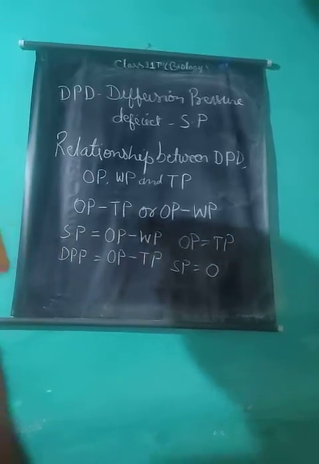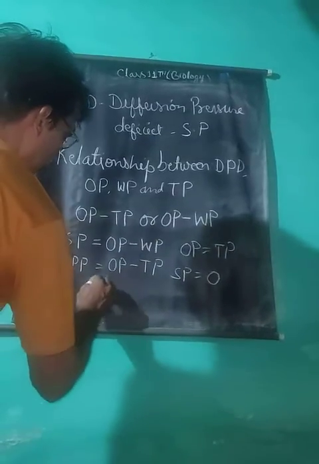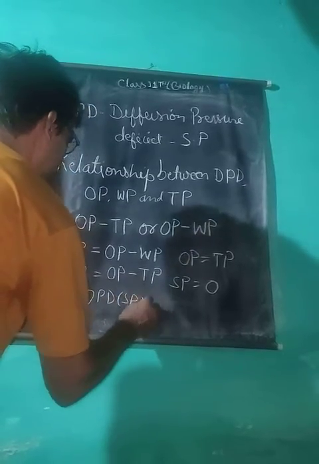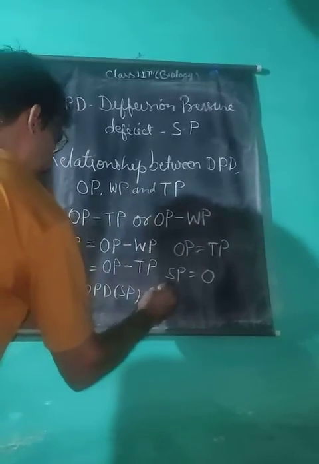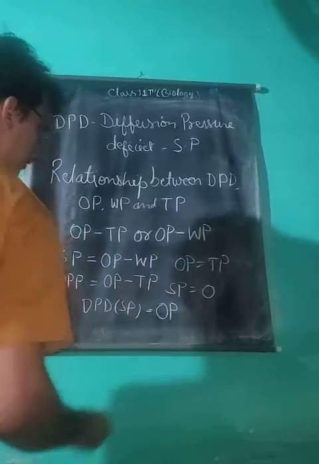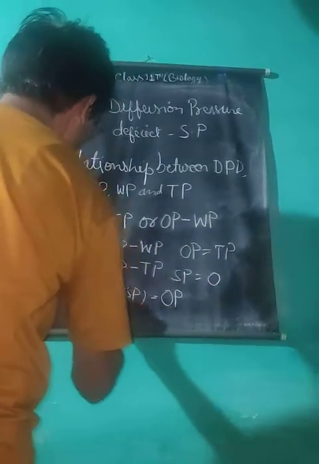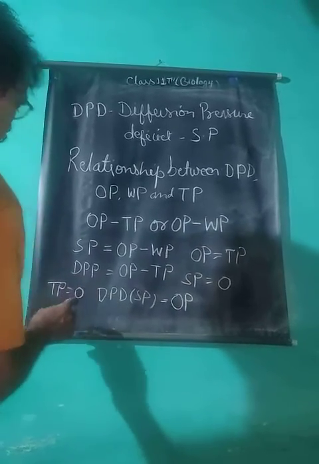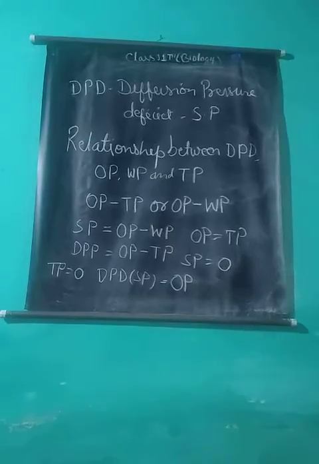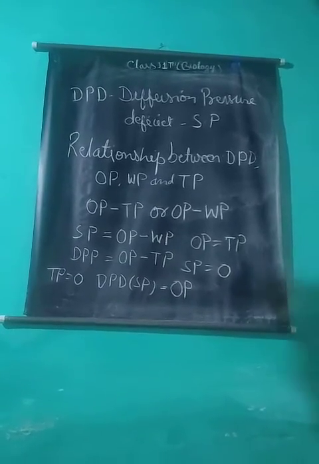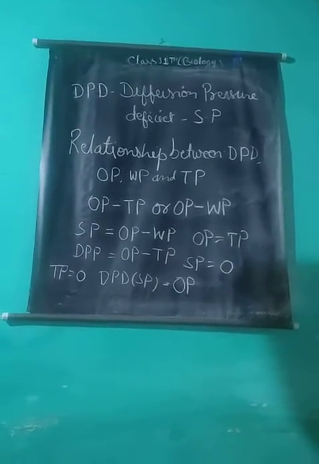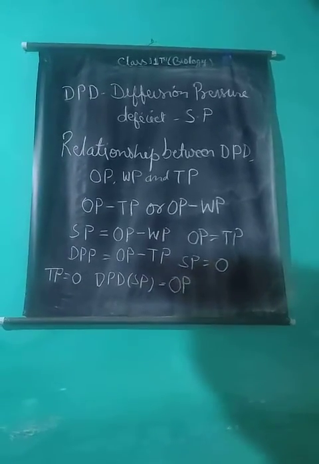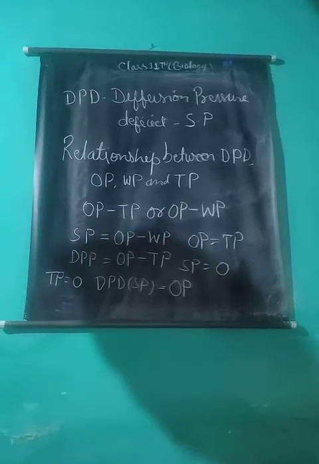Here DPD or SP is equal to its osmotic pressure. When the TP becomes 0, or turgor pressure becomes 0 in flaccid conditions, or after the loss of water from cells, the turgor pressure becomes 0. In such condition, DPD or suction pressure is equal to its osmotic pressure.